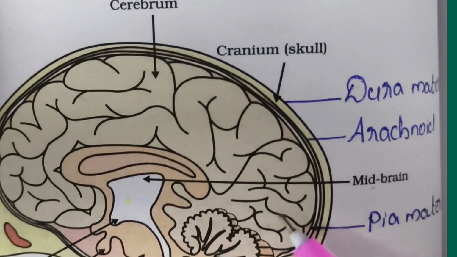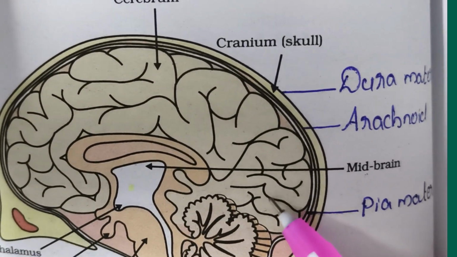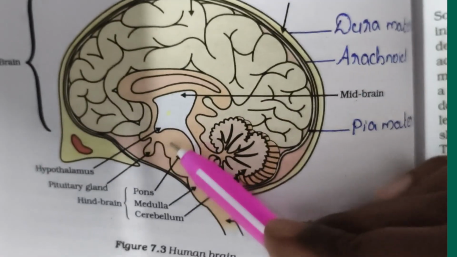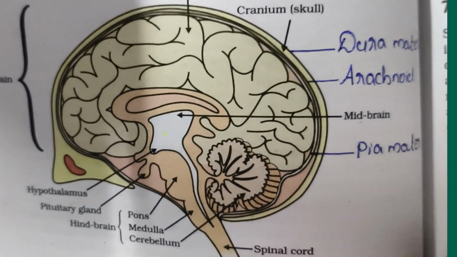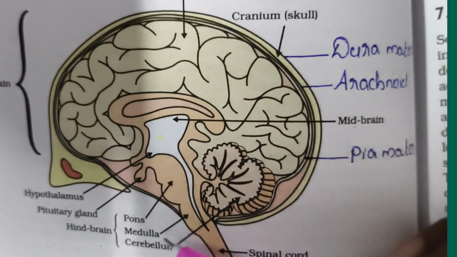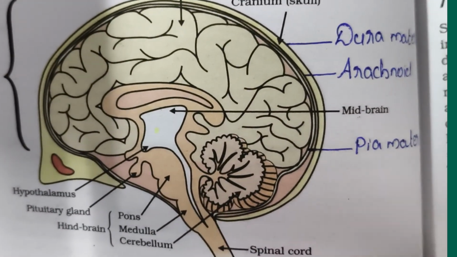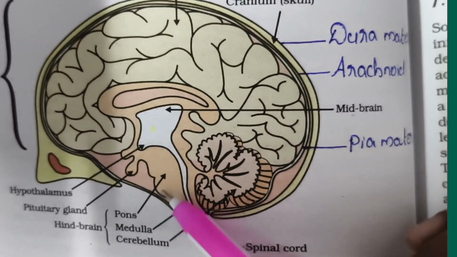Next we can see the next part, called the hindbrain. The hindbrain is the posterior part. Again, the hindbrain is divided into 3 parts: pons, medulla and cerebellum. Now we can study what the pons is.